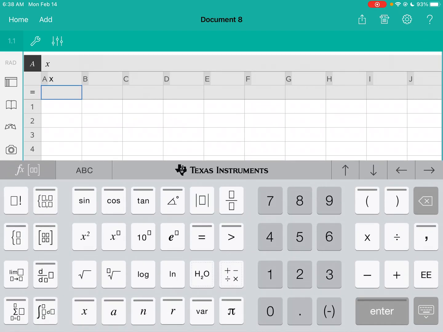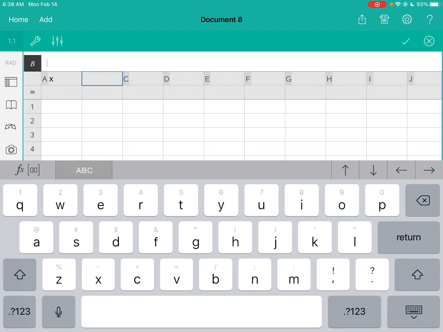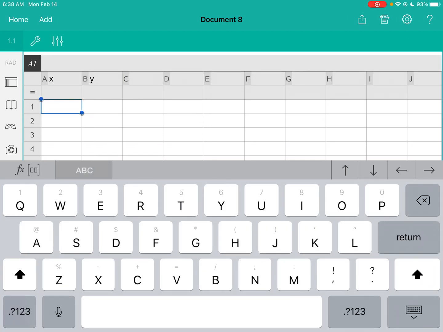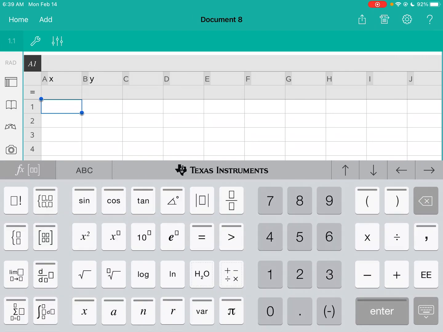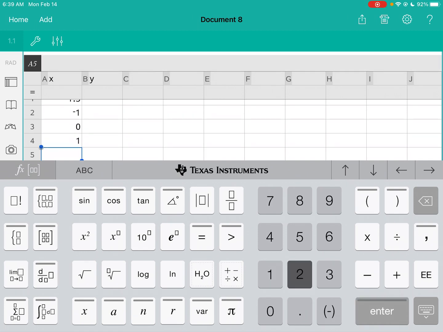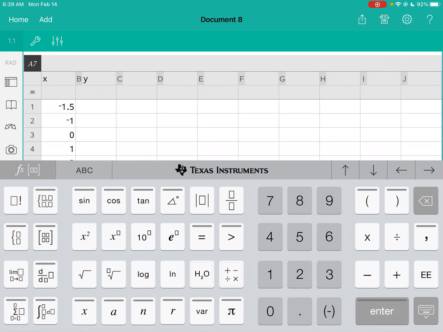Remember, next to A, we type in X. Next to B, we type in Y. Then we're going to type in the data just as it looks in the table. Okay, so I'm going to type in all my X values under A, all my Y values under B. So I have negative 1.5, negative 1, 0, 1, 2, and 2.5, making sure I typed in everything correct.